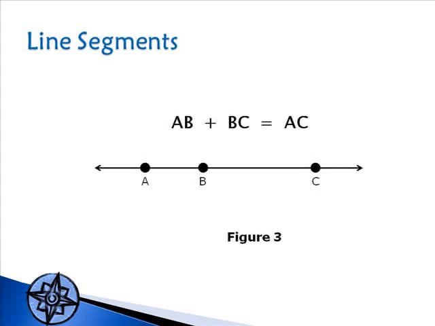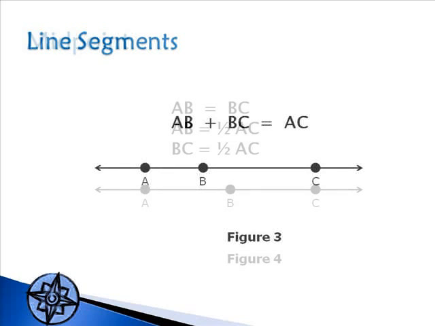Line theorem number 1. If 2 lines intersect, they meet at exactly 1 point. Sure, you have this one. The lines are too skinny to overlap in more than just 1 point. Line segment postulate 1. If point B is between points A and C on a line, then the following is true. A to B plus B to C will equal A to C, like figure 3.